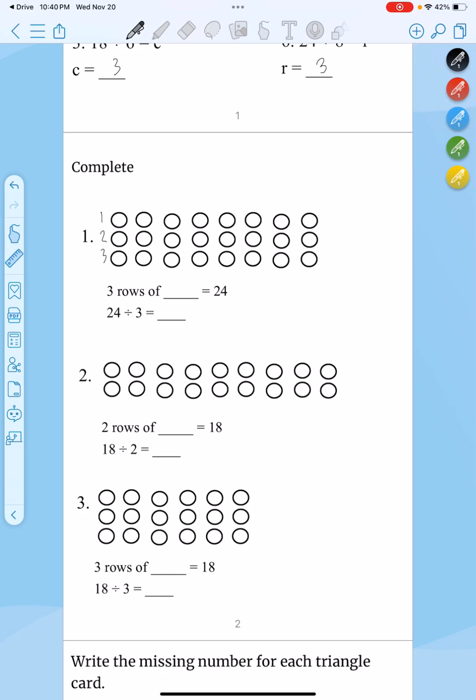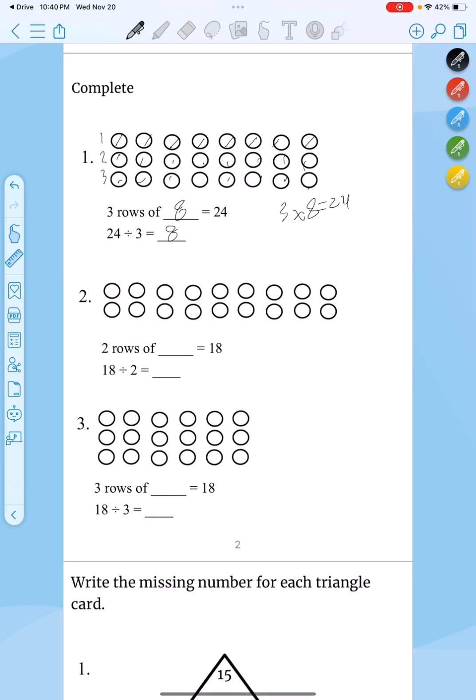So we could either use a method of counting 1, 2, 3, 4, 5, 6, 7, 8, which would be our answer because there's 3 rows of 8, so we don't have to count all of them, right? So we just do multiplication. 3 times 8 says there's 3 rows and each row has 8 of them, which would be 24. So 3 times 8 will be 24, or we could write 24 divided by 3, which would also be 8.